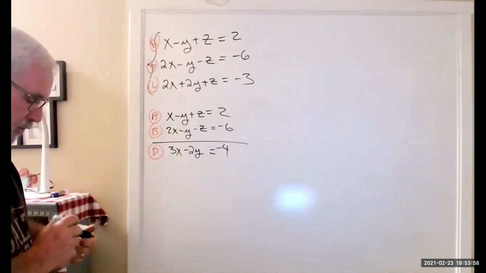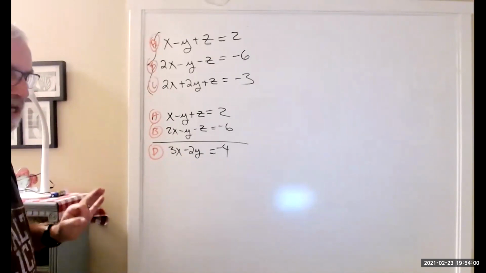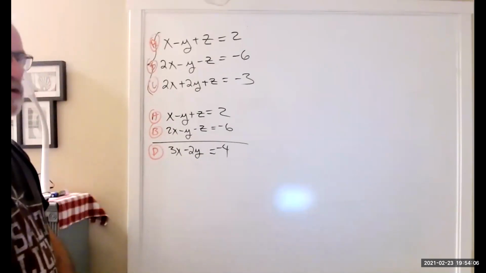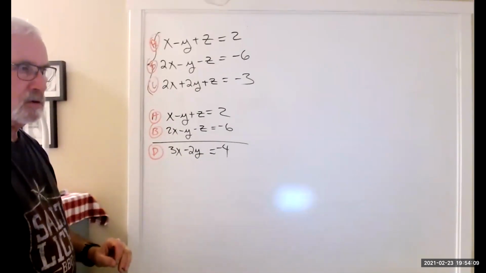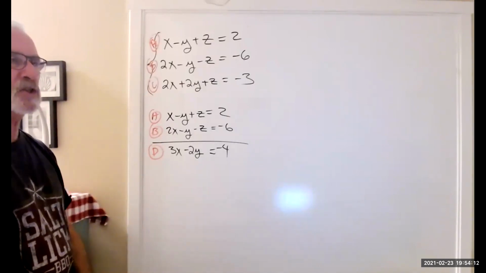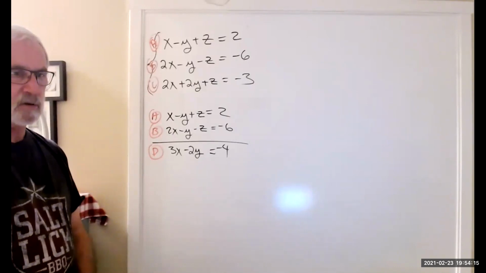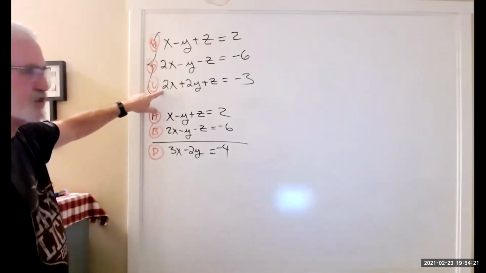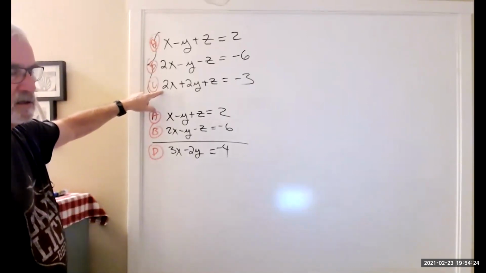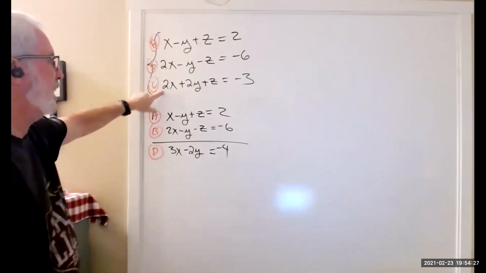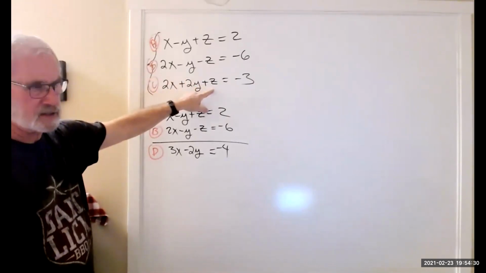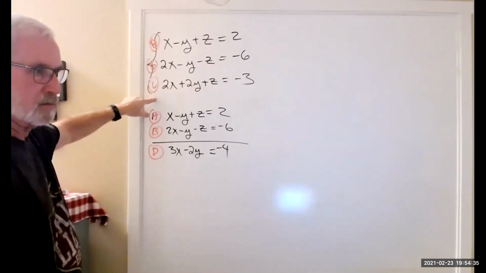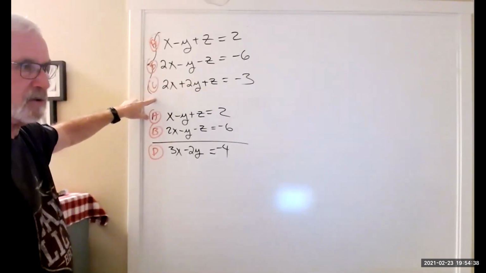Okay, now the tricky part comes in step 3. I have to use the unused equation. Have to. And I must eliminate the same variable. So back up here, I have to use equation C because I haven't used it yet. And I must eliminate the Z. That's the game. I must use the unused equation, and I must eliminate the same variable I did before.